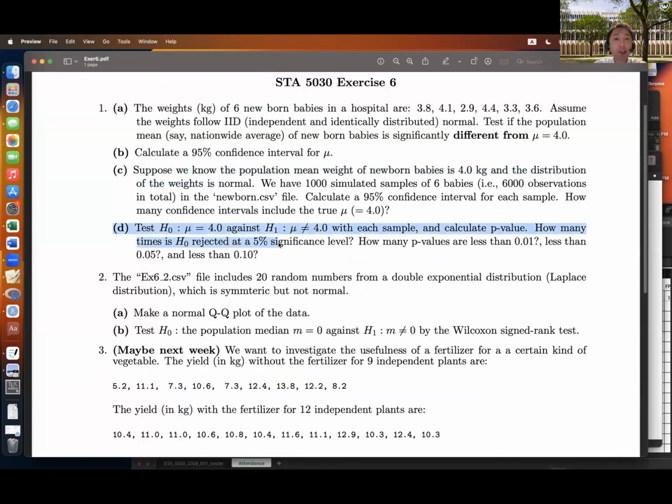Test H0 against H1. H0 is mu is equal to 4, and H1 is mu is not equal to 4.0. And we want to calculate the p-value. How many times is H0 rejected at the 5% significance level? How many p-values are less than 0.01, less than 0.05, and less than 0.10?